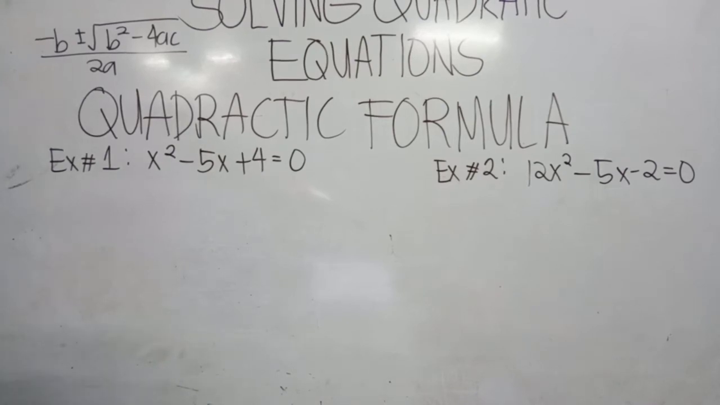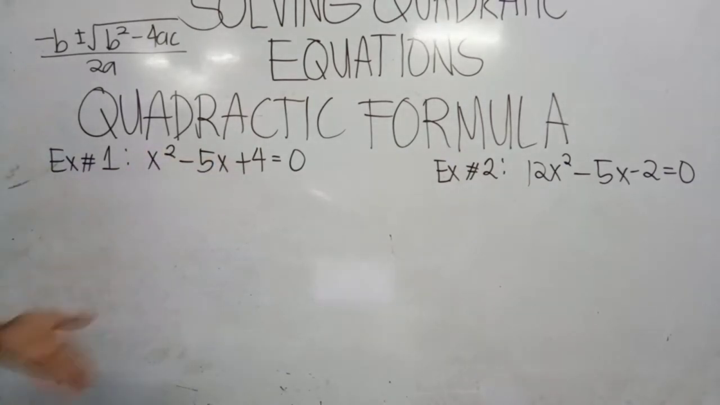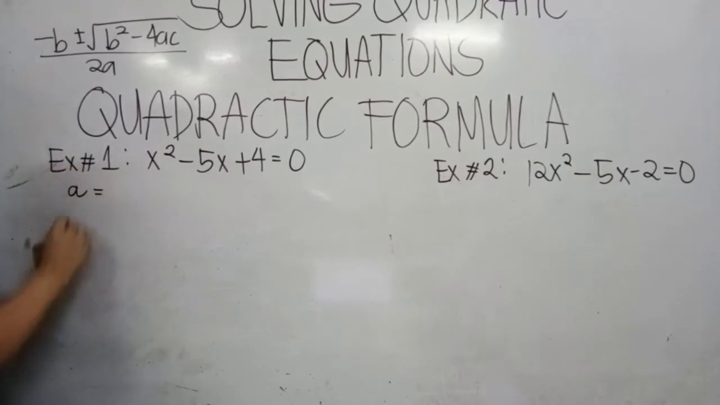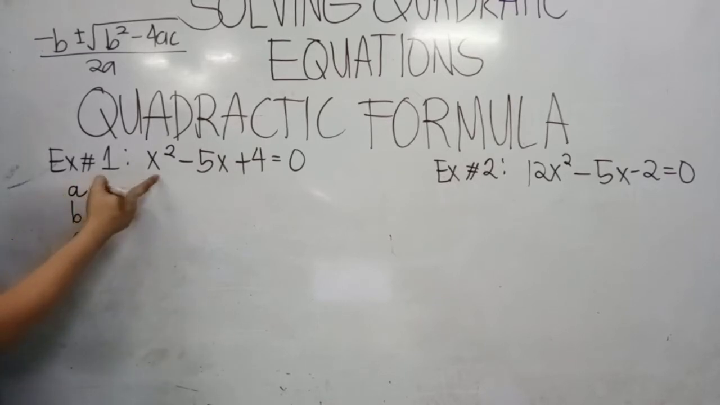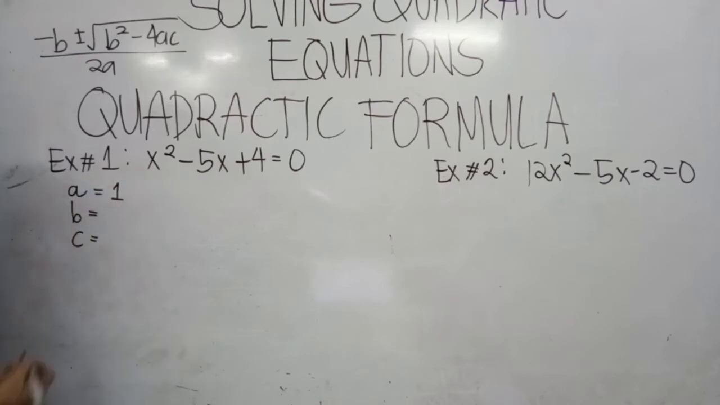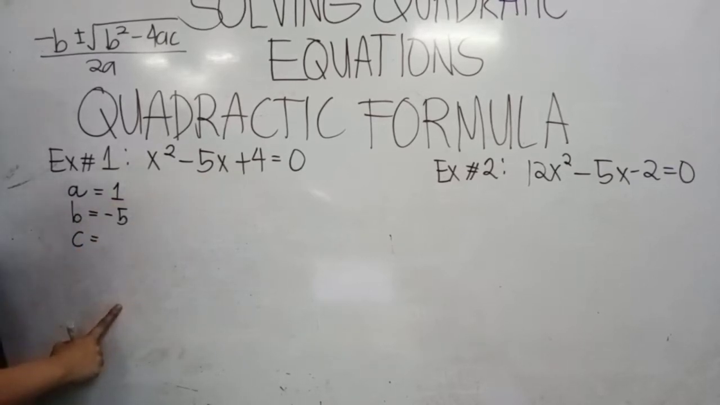So let's identify first, in our example number 1, which is x squared minus 5x plus 4 equals 0. Identify first what is the value of a, what is the value of b, and what is the value of c. In our case, our a here is 1, because there is an invisible 1 attached to x. Let's assume that there is. Then b is negative 5, and c is 4, or positive 4.